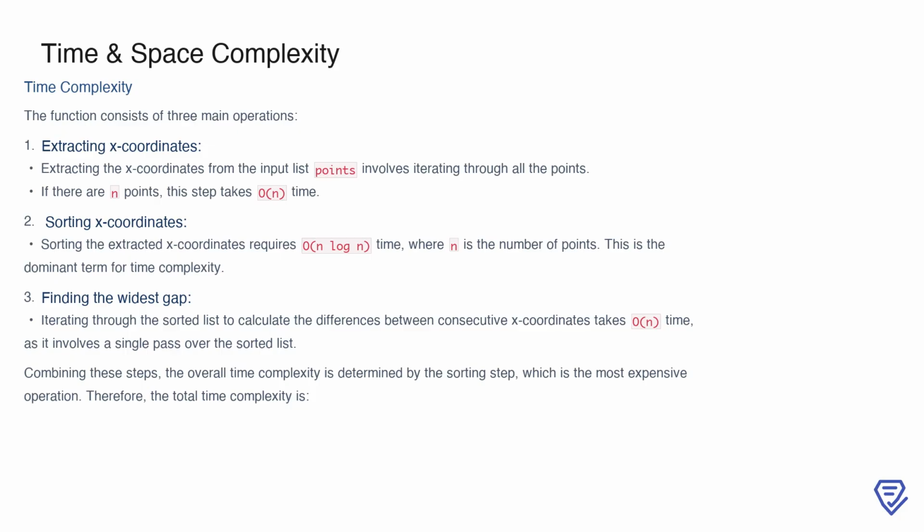Sorting is the most computationally expensive step, requiring O(n log n) time due to the logarithmic factor introduced by the sorting algorithm. Finally, we calculate the widest gap by iterating through the sorted x-coordinates and computing the differences between consecutive elements. This is a single pass over the list, which takes O(n) time. When we combine these steps, the overall time complexity is dominated by the sorting step, giving us a total time complexity of O(n log n).